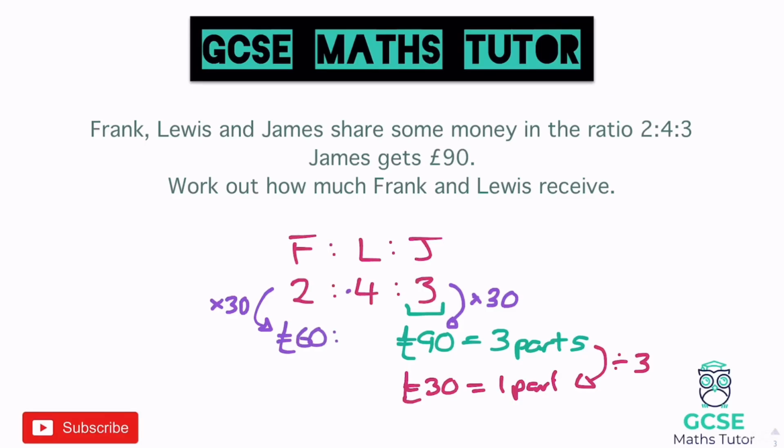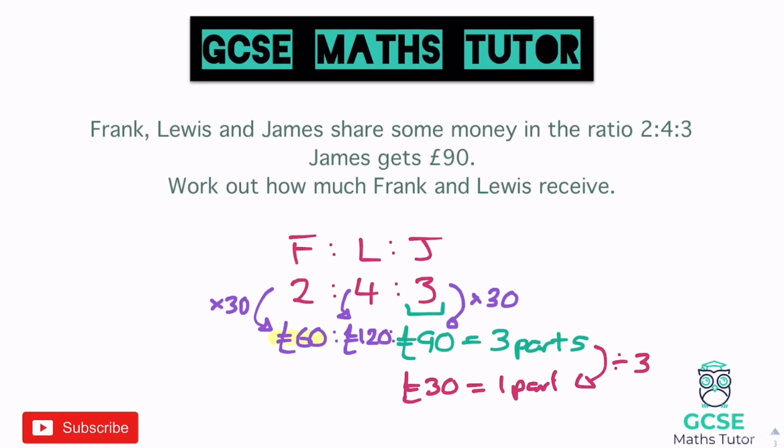And timesing this one in the middle by 30 as well. 4 times 30 is 120, and that will give us 120 for Lewis. There we go, and that's all of their values there. Obviously we can write that all down to the side. 2 times 30 is 60, 4 times 30 is 120, and 3 times 30 is 90, but we already had that. There we go, so obviously we've answered how much they both got.